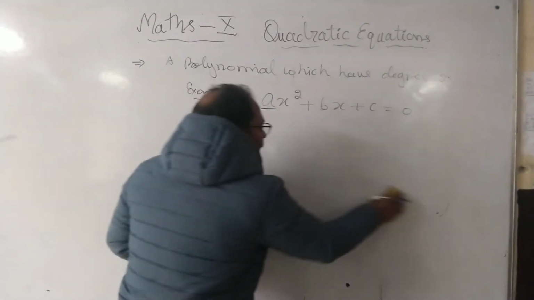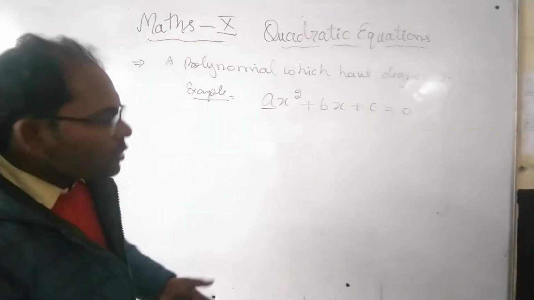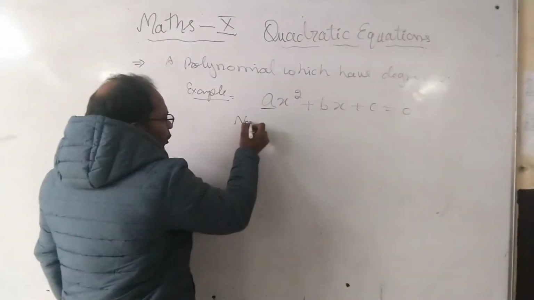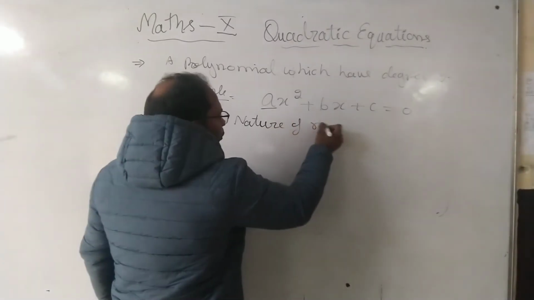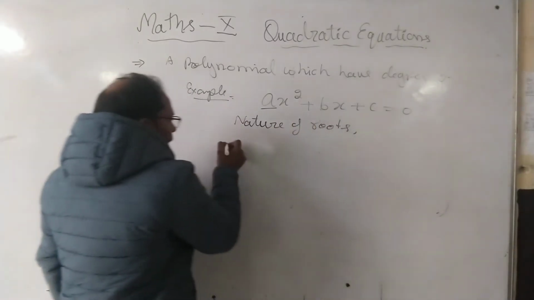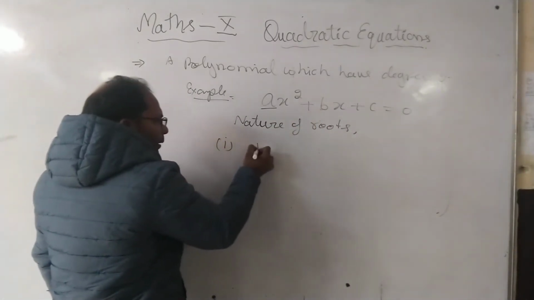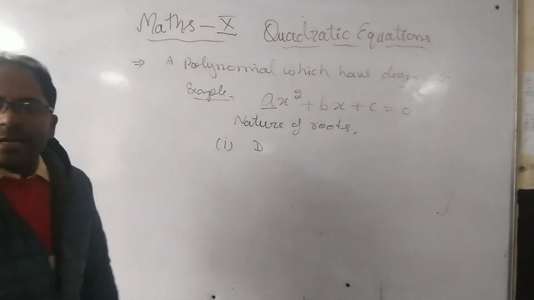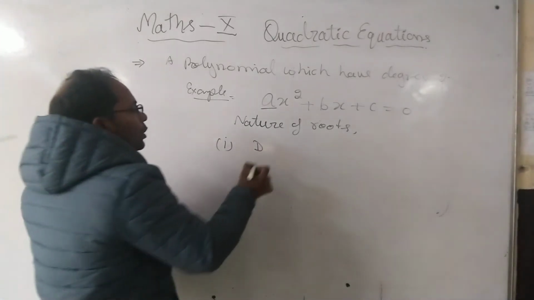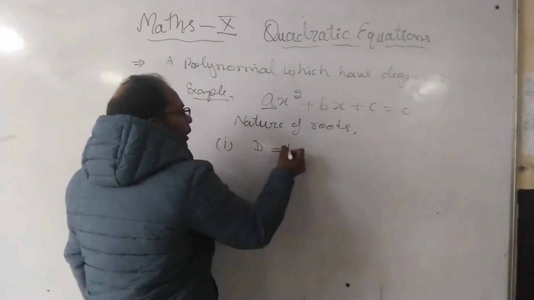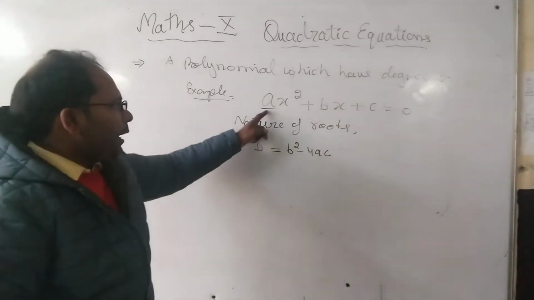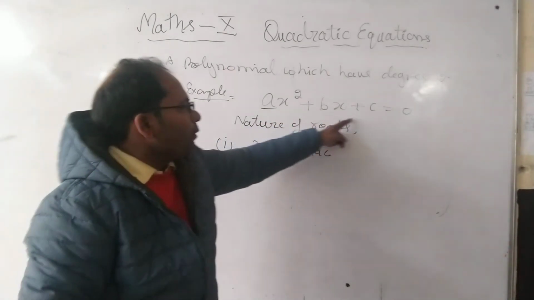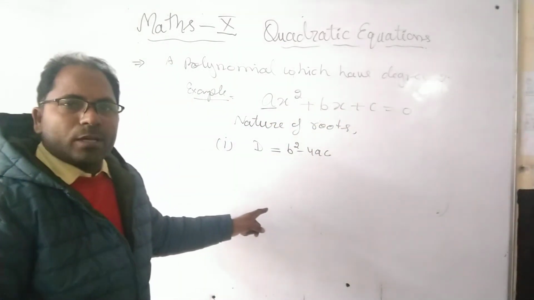And now we will find out the nature of the roots. Number 1, the discriminant is represented by the capital letter D also. So we will find D equals b square minus 4ac. A, b, c, all the values we will find from the quadratic equation.